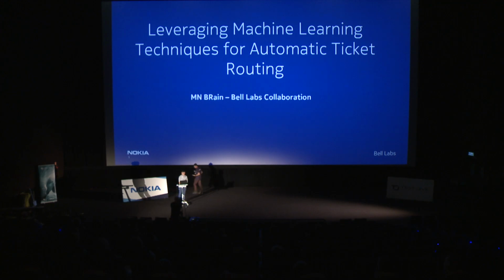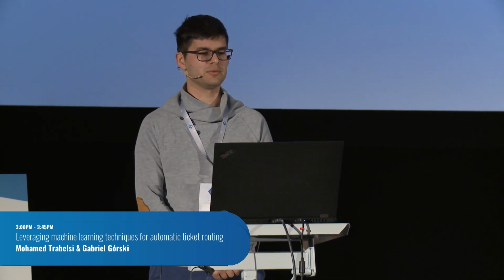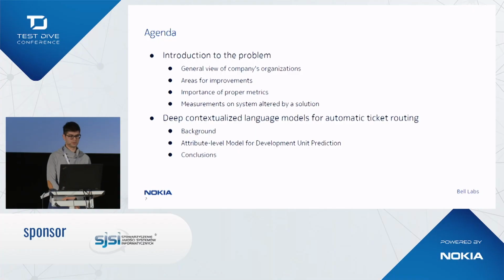So with Mohamed we will talk about leveraging machine learning techniques for automating ticket routing. Let me start with the agenda. I will introduce the problem, how our company is split into multiple organizations, where we found areas that can be improved, how important it is to set proper metrics, and how we can measure the performance of a tool which already altered the system which is defined. Then Mohamed will tell you a little bit more about technical stuff, about one of the solutions. Then we will have a little bit of time for conclusions, I think.